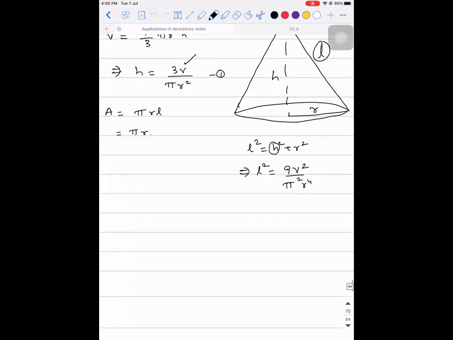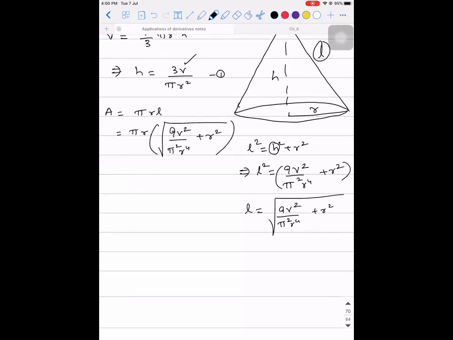So pi square r power 4 plus r square, right? Then L will be equal to root of 9v square divided by pi square r power 4 plus r square, right? So r into, in the place of L, can I write it as root of 9v square divided by pi square r power 4 plus r square. Can I write it like this?